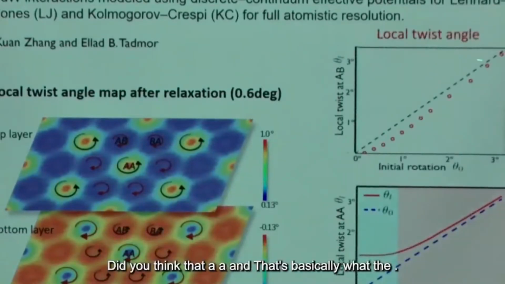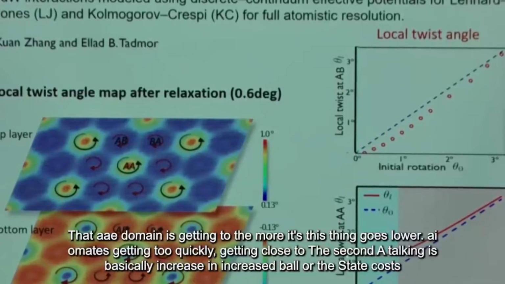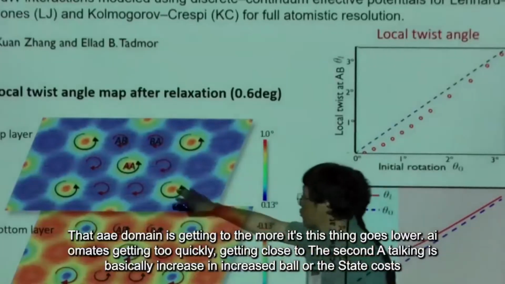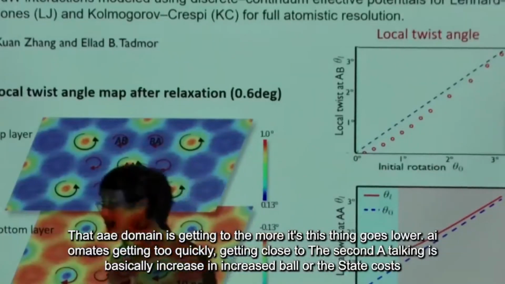And that's basically what the simple model tells you: as the twisting goes lower, the AB domains quickly get close to zero twist, or Bernal stacking. The AA region basically increases more, or stays constant, and as the overall twisting angle gets smaller, some of the torque remains on the AA side. I think that's interesting.